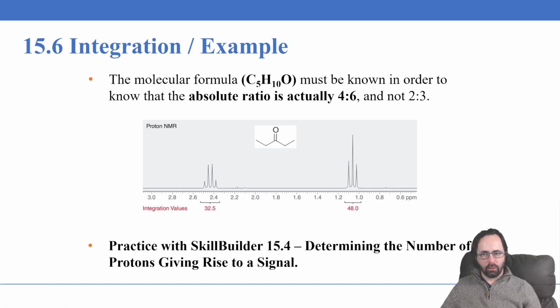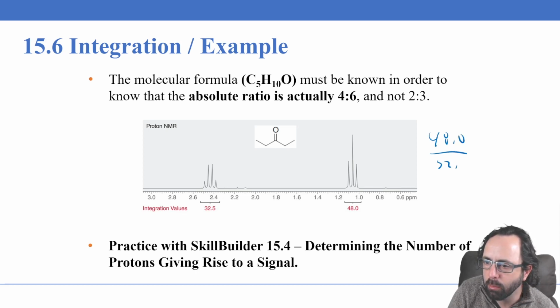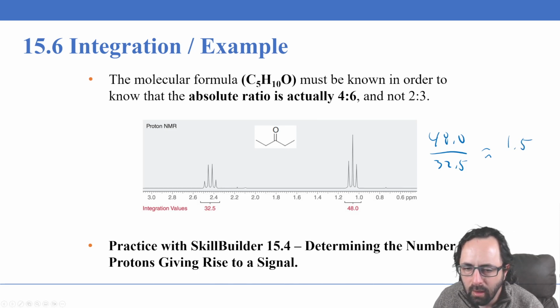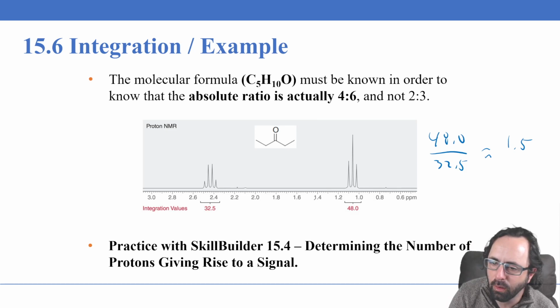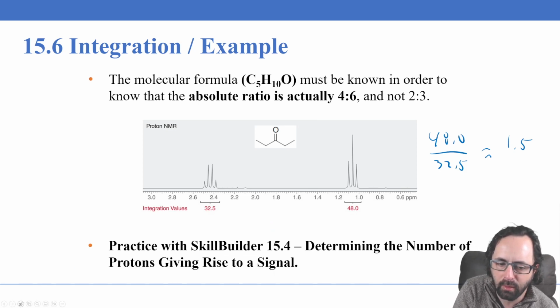So here we can see the actual spectrum for 2-pentanone. And you'll look at it, indeed, we get only 2 overall signals. And you can see that if we divide 48.0 over 32.5, we're going to get a value that is approximately equal to 1.5. And so what this is telling us is, this peak here is representing 1.5 times as many hydrogens as this one.